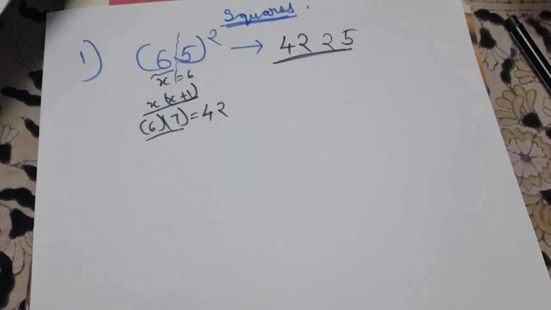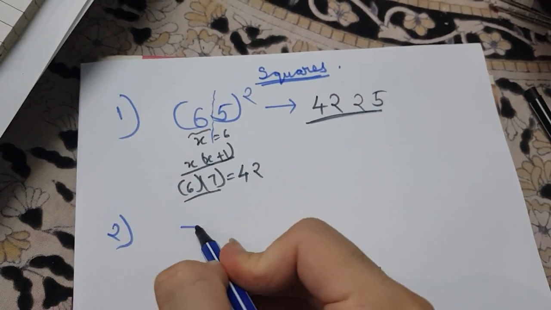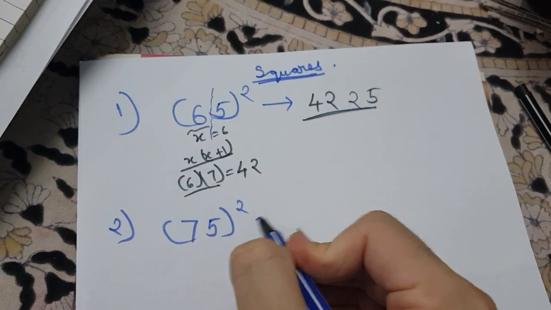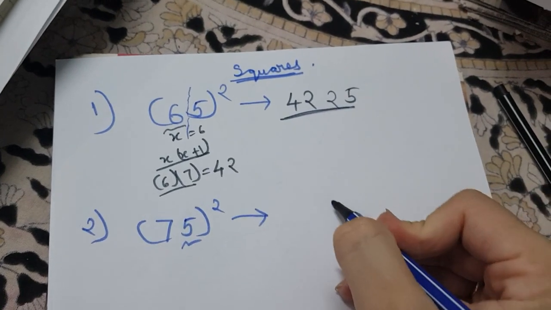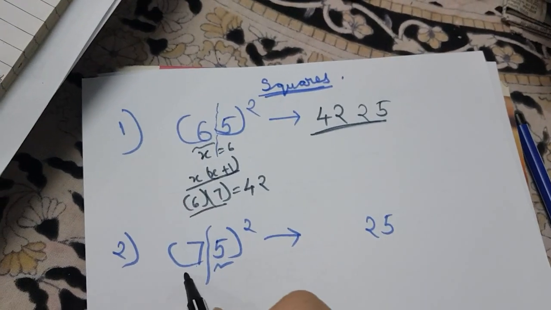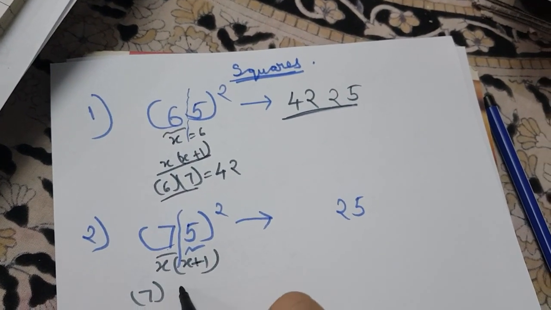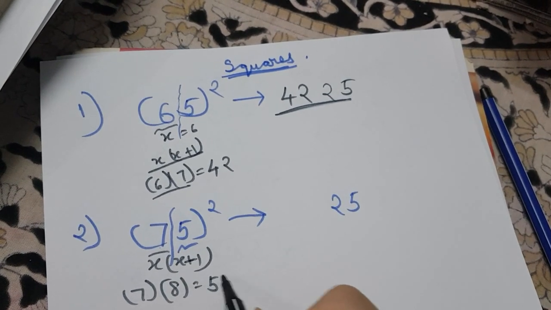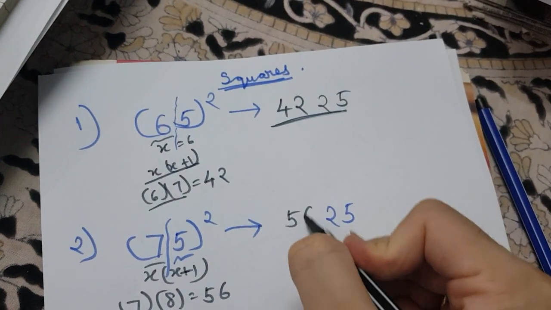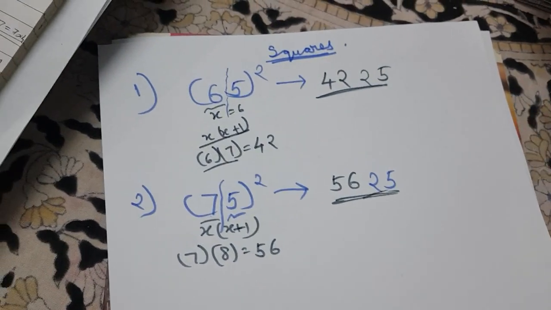Okay, let us solve one more question. Let us take this time 75 square. Just write this 25 because you have to split this, and this is x, this is x. You just need to multiply x into x plus 1 here. That is 7 into 7 plus 1, that will be 8, that is equal to 56. So this is your answer. 5625 is your answer.